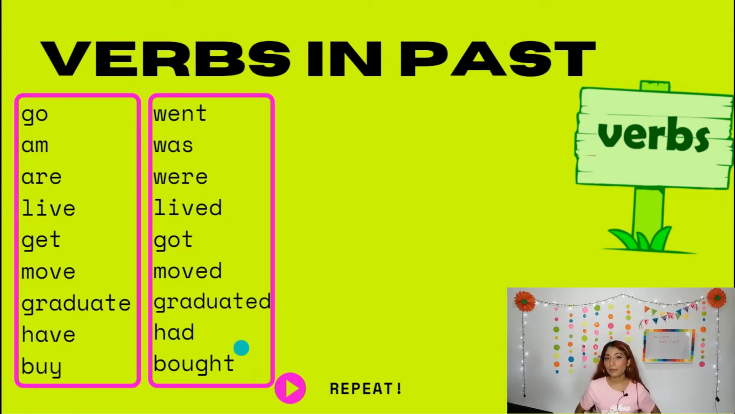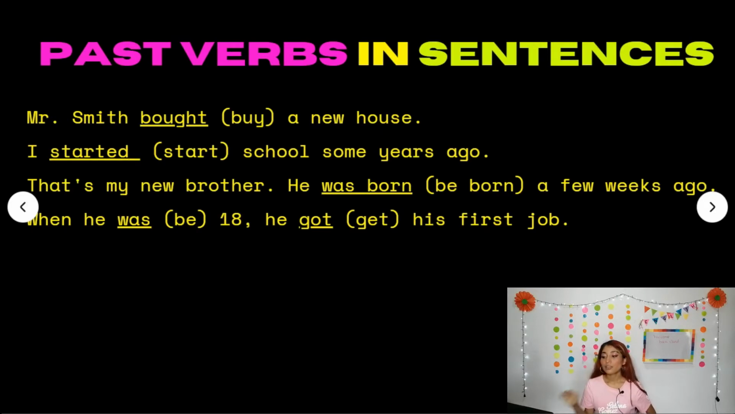Okay, let's repeat one more time. Go, went. Am, was. Are, were. Live, lived. Get, got. Move, moved. Graduate, graduated. Have, had. Buy, bought. Very good. So right now I'm going to show you some sentences so you can practice and have some examples to use the past verbs.